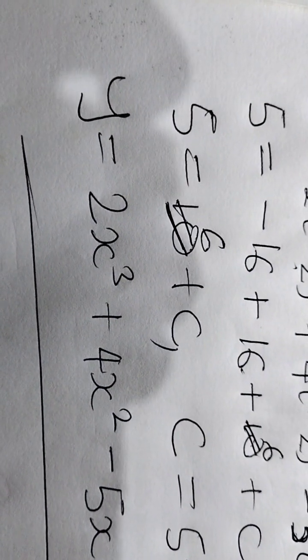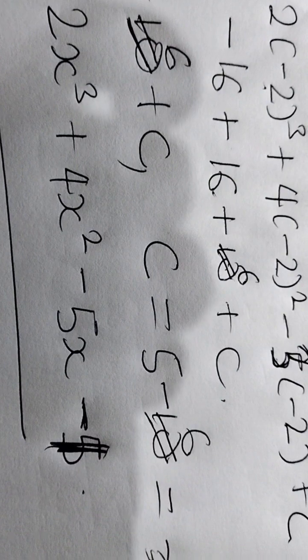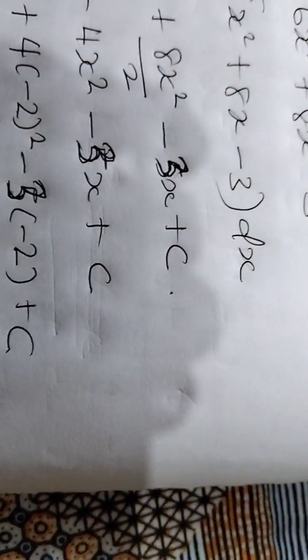So the equation of the curve becomes y equals 2x cubed plus 4x squared minus 3x minus 1. So that's the equation of the curve given to us in the question.